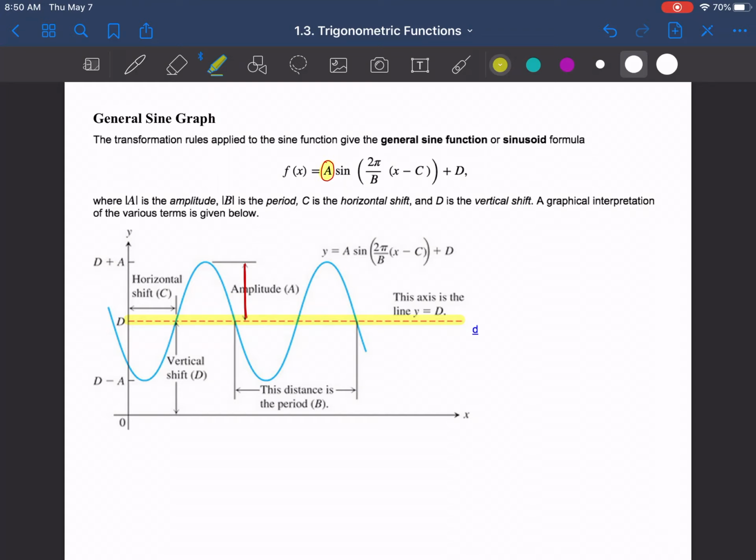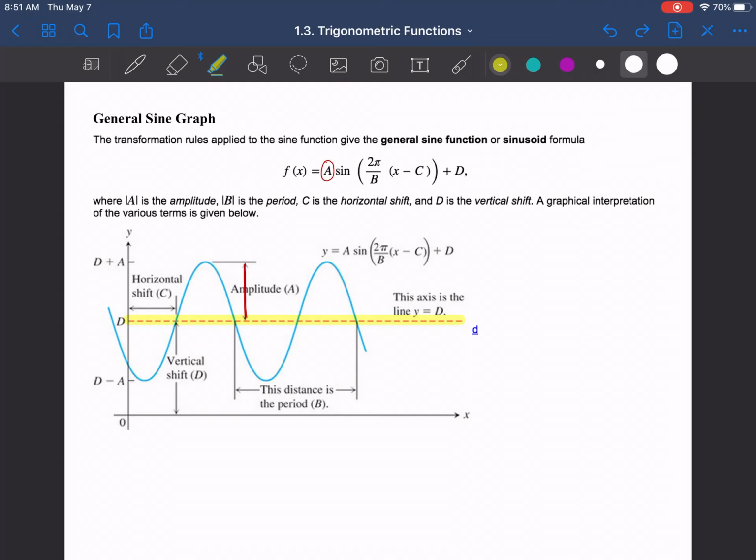Because remember, the range for this was -1 to +1. So whatever number we multiply out in front of the whole thing is just simply going to vertically stretch it. And if you vertically stretch a 1 by 3, it's going to stretch it up to a 3. And so the amplitude will become a 3. Or if you vertically stretch a -1 by 3, it becomes a -3, and the amplitude becomes, again, 3. It's the absolute value of that. All right, that's your amplitude. It's like how tall the wave is.